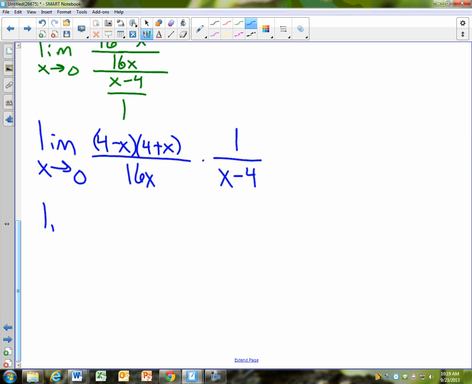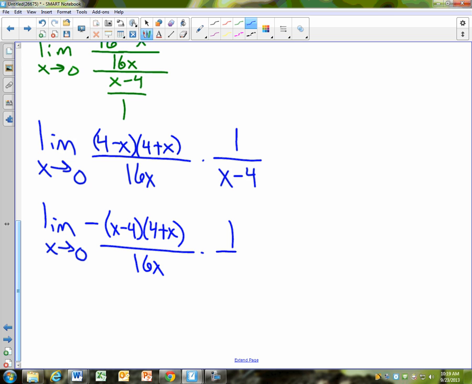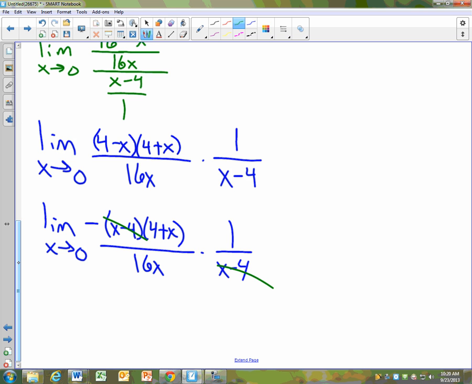Now what we have here is the limit as x goes to 0 of negative times x minus 4 plus x over 16x times 1 over x minus 4. What happens? The x minus 4's cancel. Does it work to plug in 0? It still doesn't.